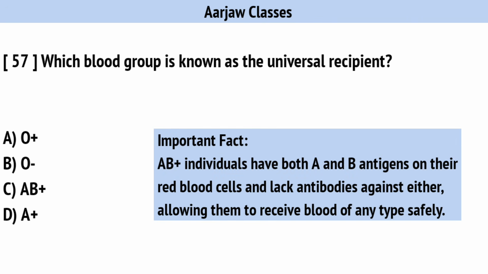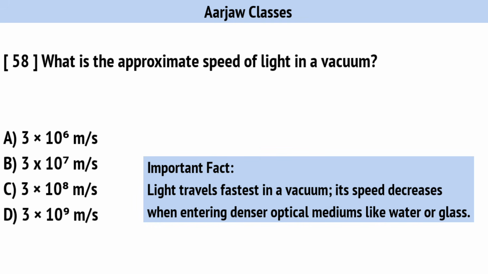Which blood group is known as the universal recipient? Correct option is C. AB positive. What is the approximate speed of light in a vacuum? Correct option is C. 3 times 10 to the power 8 meter per second.